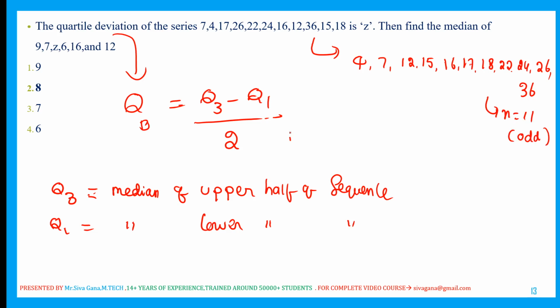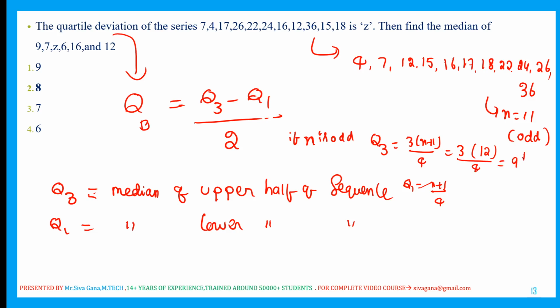So if n is odd, Q3 is nothing but 3 into (n plus 1) by 4, and Q1 is equal to (n plus 1) by 4. So 3 into (n plus 1), n is 11, 11 plus 1 is 12, 12 by 4 is 3. 3 threes are 9, the 9th term.